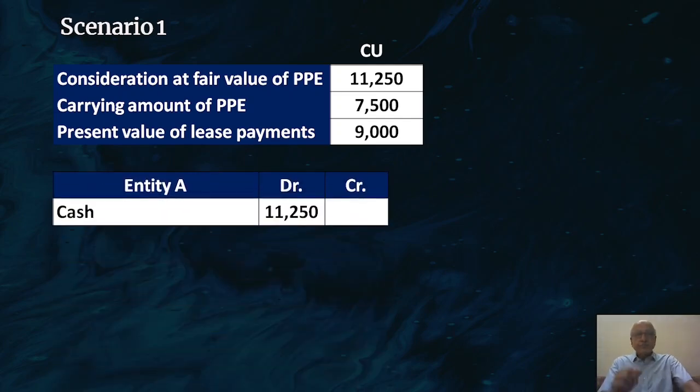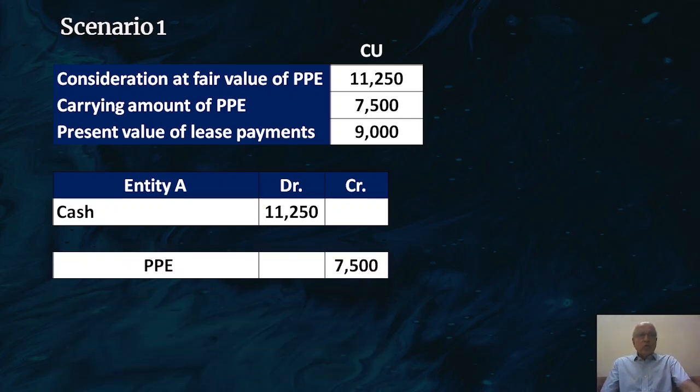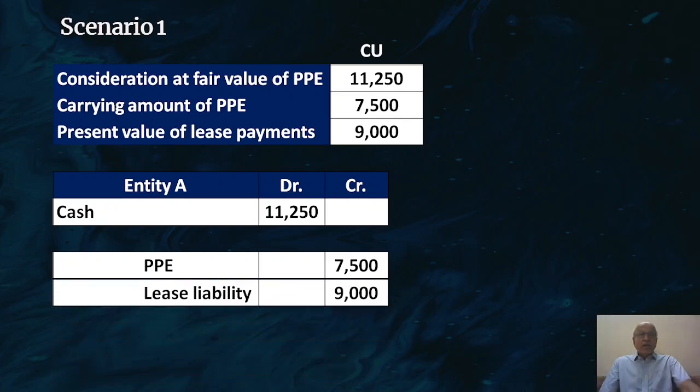First is consideration, that is entity A, the seller lessee, debit. He gets money from the buyer lessor, so cash debit. Now that the asset is sold, PPE is de-recognized, so PPE credit. Third is lease liability. One liability is created by entity A, seller lessee. How much? 9,000 rupees.